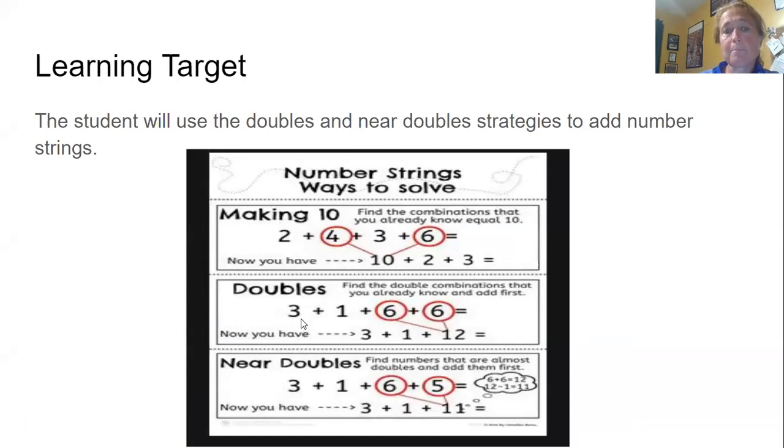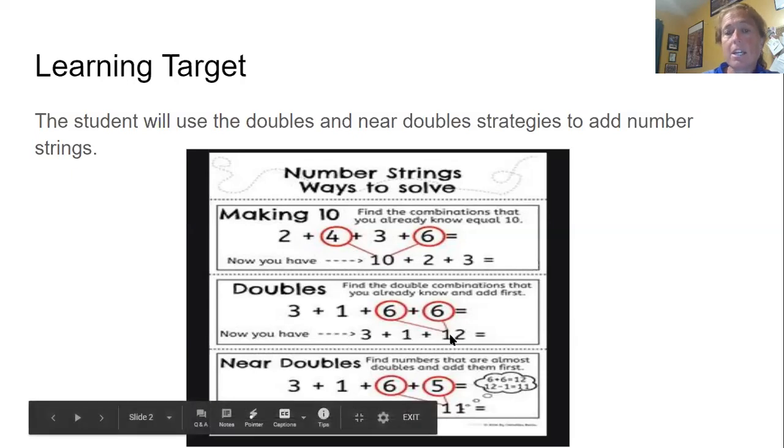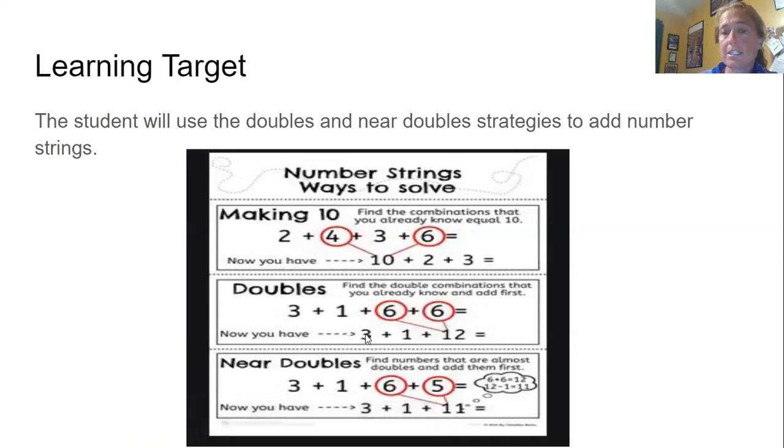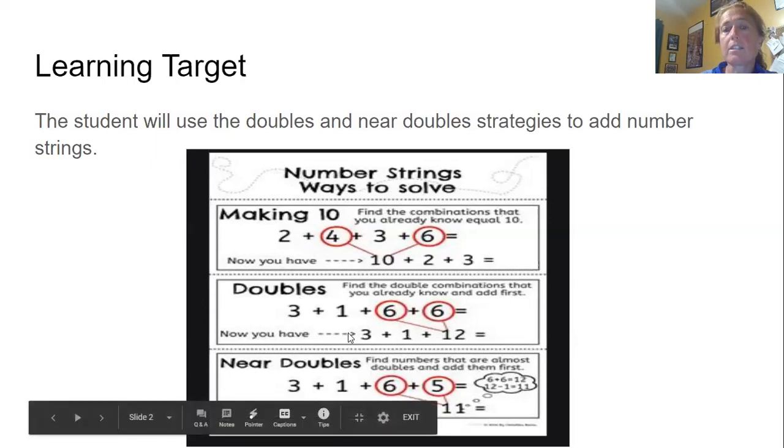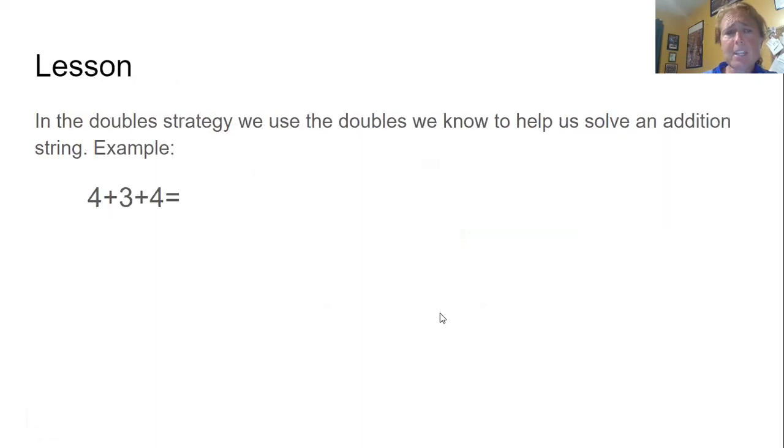So in this one, 3 plus 1 plus 6 plus 6, we have two sixes. And when we have doubles of something, it's usually easier to recall what your answer is when adding them together. So we know that 6 plus 6 is 12, and 12 plus 1 is 13, plus 3 is 16. So it made it a lot easier for us to add these numbers by having those doubles there. So let's take a look at this problem.